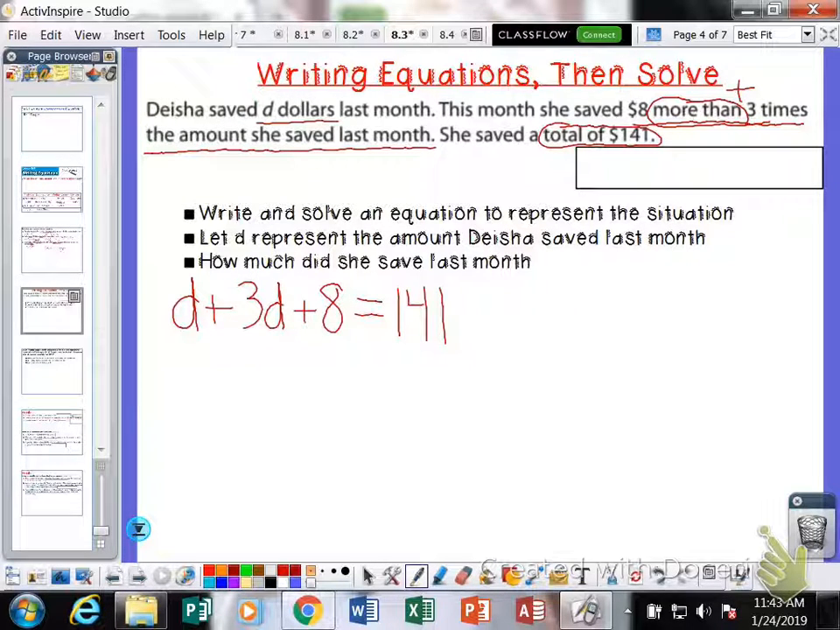Okay, because we did our first part. We let D represent the amount Deisha saved last month right here in our equation. And now we need to solve. So in order to solve, first things first, we have to combine our like terms. We have D and we have 3D.